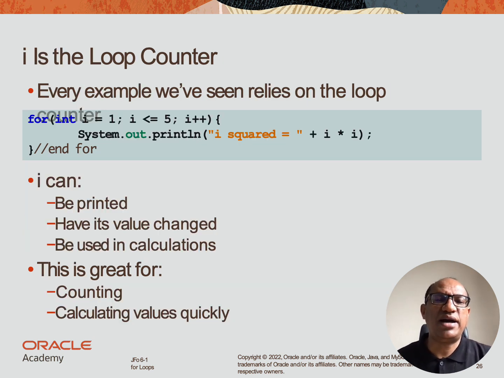The variable i is what we call the loop counter. You can use it in print statements, math or logic checks. It's super useful for tracking where you are in a loop.